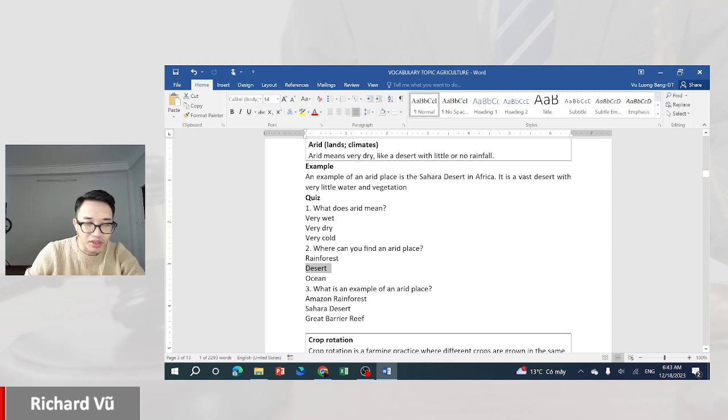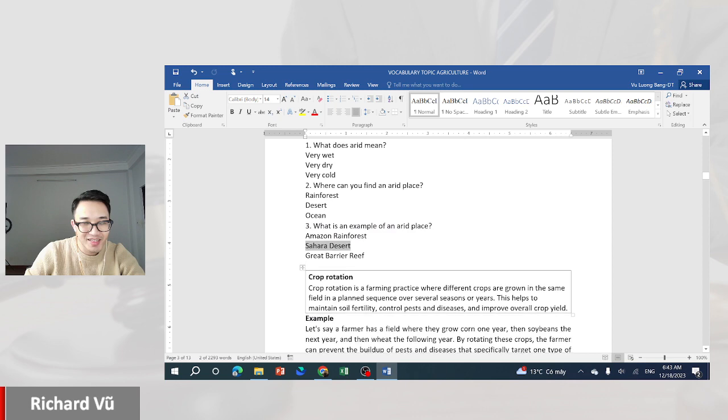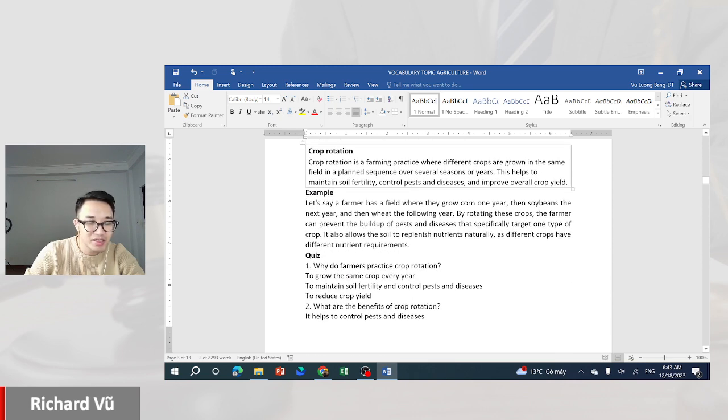Next question. Which is an example of an arid place? Amazon rainforest, Sahara Desert, Great Barrier Reef. Easy question, isn't it? Yes, the right answer here is the Sahara Desert. It's an easy question, isn't it? So easy to understand.